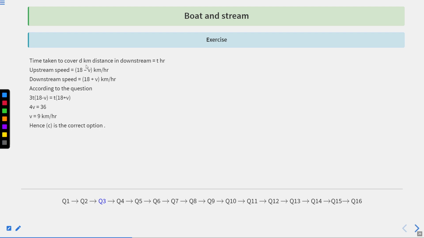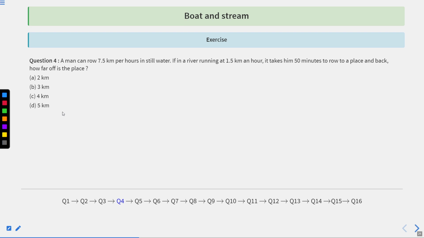Time taken to cover d kilometer distance in downstream is t hours, and upstream speed is 18 minus v kilometer per hour and downstream speed will be 18 plus v kilometer per hour. So according to the question, 3t times (18 minus v) equal to t times (18 plus v). The t gets cancelled and we will have 4v equal to 36, and v will be 9 kilometer per hour. So the correct option here is option C, that is 9 kilometer per hour.